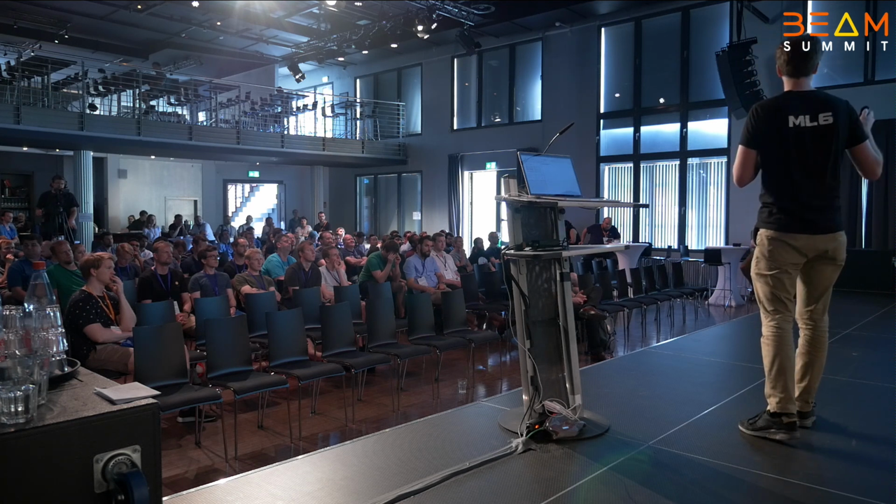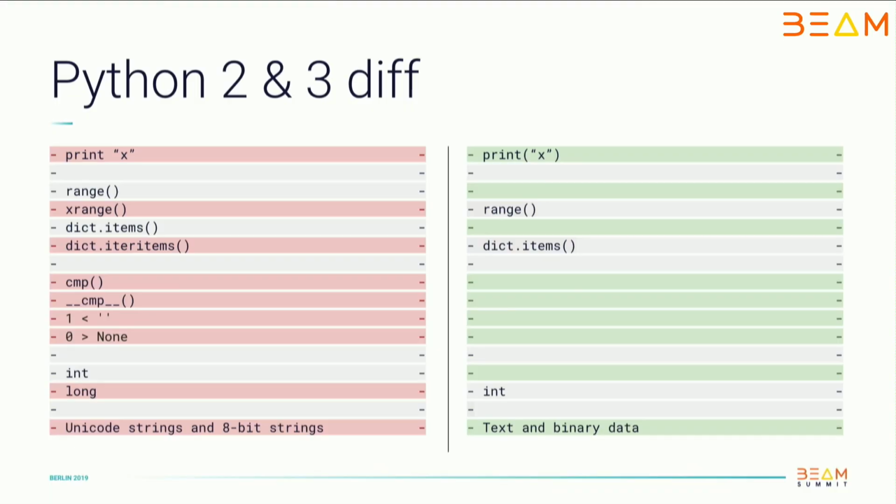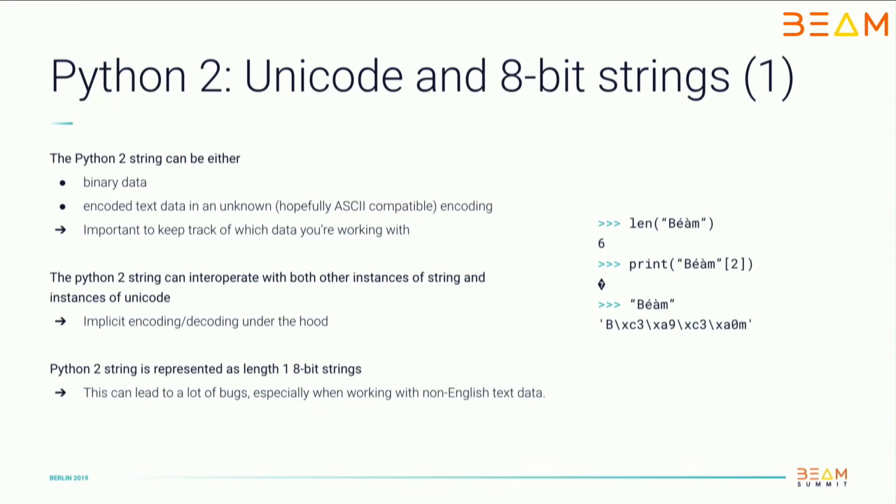And then the biggest and a backward incompatible change is the change to how strings work and how binary and textual data are handled. So we'll look at this a bit more in depth. On Python 2, we had Unicode and we had 8-bit strings. These strings weren't always very easy to work with because they can represent two types of data, either binary data or encoded text data, so it's very important to keep track of which kind of data you're working with. These Python 2 strings could also interoperate with other instances of string or instances of Unicode, and to do this, it used some implicit encoding and decoding under the hood, which again could lead to unexpected behavior.